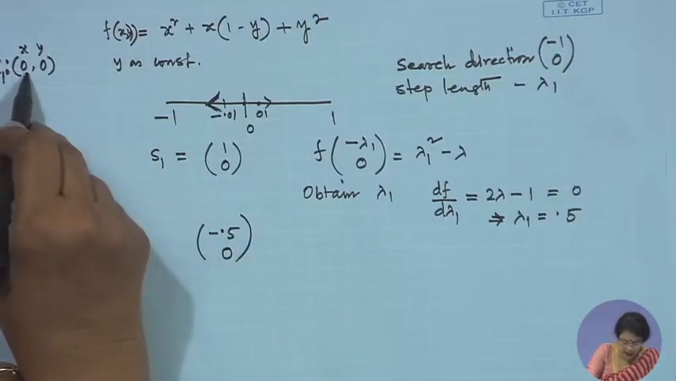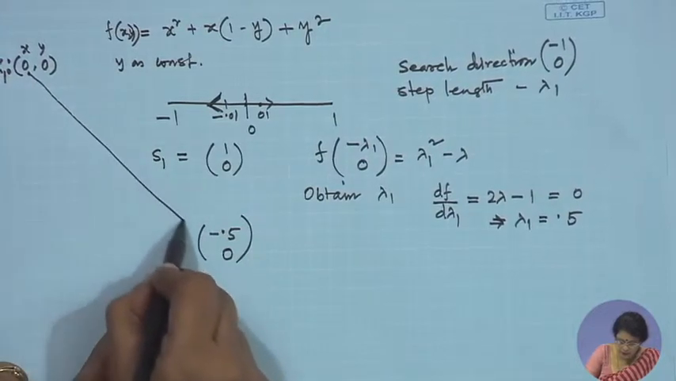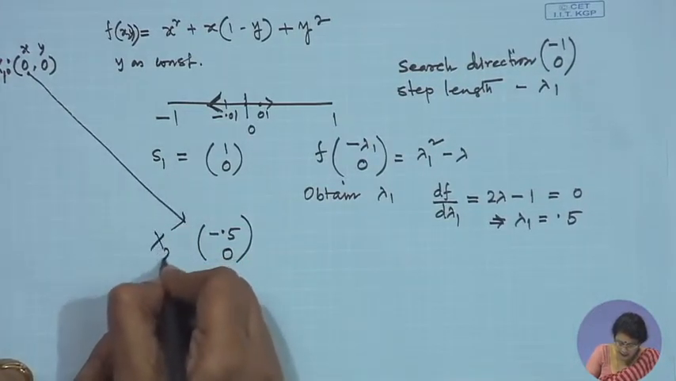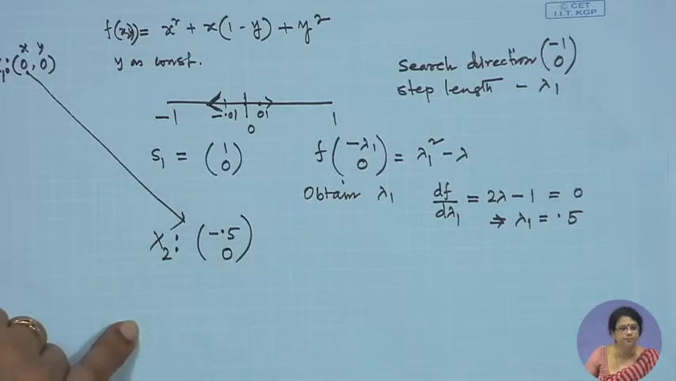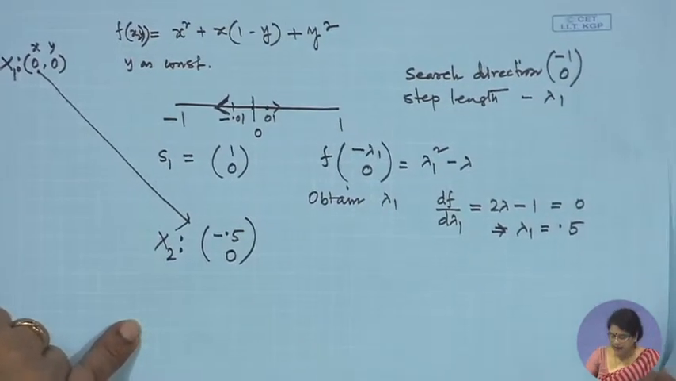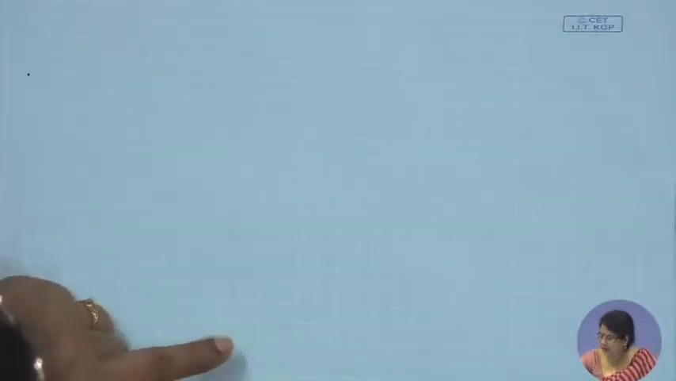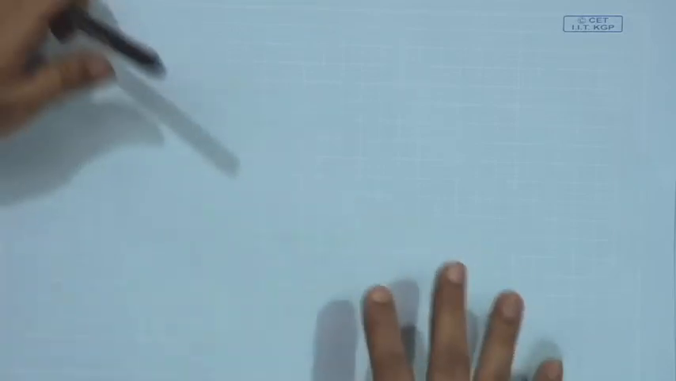That is why I am starting from x1 at 0 0, and I am moving here. This is my next point x2. If I want to explain this in 2-dimensional space, just to see what is happening.